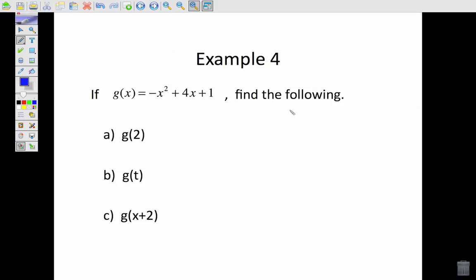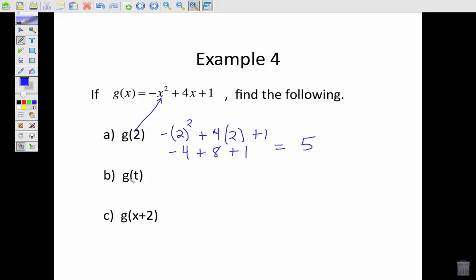All right. The next thing that we're going to do is review how to evaluate functions. Evaluating functions just asks you to take whatever the number is. This is asking us to evaluate the function g at 2. So 2 is your input. So that would be negative 2 squared plus 4 times 2 plus 1, and we evaluate that. This would be negative 4. You've got to do order of operations there. Plus 8 plus 1.